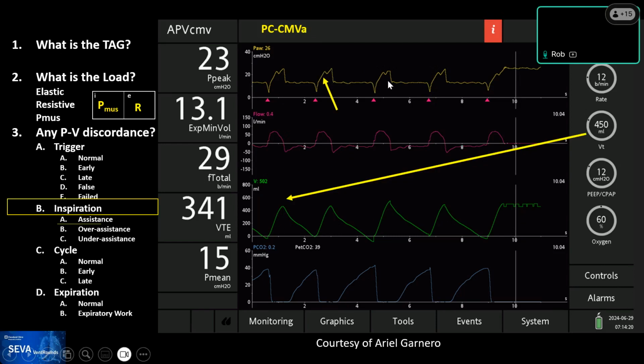But still, for most of inspiration, pressure is above baseline. That means the ventilator is doing work on the patient, giving the patient some assistance. The patient is doing some work, so we have PMUS and PVent, and we have an acceptable tidal volume. So the patient's probably doing an acceptable amount of work. And of course, you would have to add in some clinical signs to make a final verification of that. But that's what I would say by looking at this. What do you say, Ari?